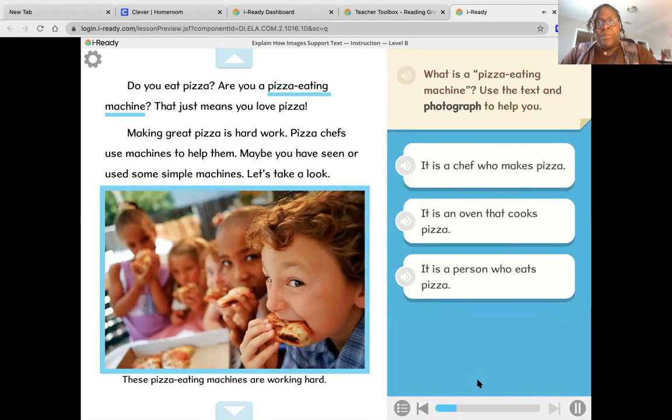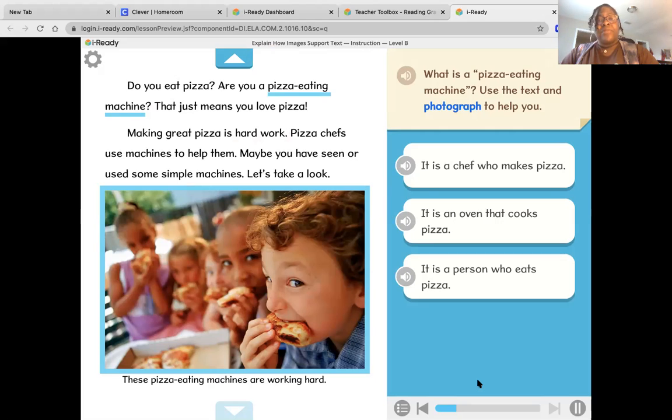What is a pizza eating machine? Use the text and photograph to help you. So first, I'm going to use my text. Now remember, good readers don't always know or understand some of the things that they may be reading. They can use the clues from sentences above, below, and around the phrases or words to help them get a greater understanding of what it means.